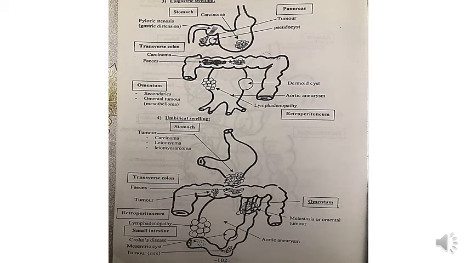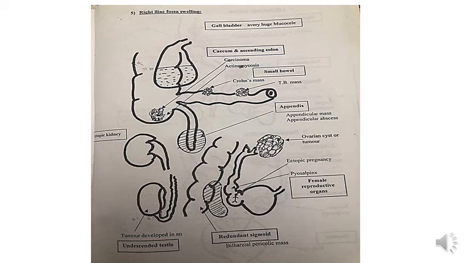Umbilical region swelling may include structures coming from the stomach, carcinoma, leiomyoma, and leiomyosarcoma, transverse colon, impacted feces and tumor, a mass from the omentum, whether inflammatory or neoplastic, aortic aneurysm, retroperitoneal structures like retroperitoneal sarcoma, lymphadenopathy, small intestine, Crohn's disease, mesenteric cyst, tumors of the small intestine, but this is rare.